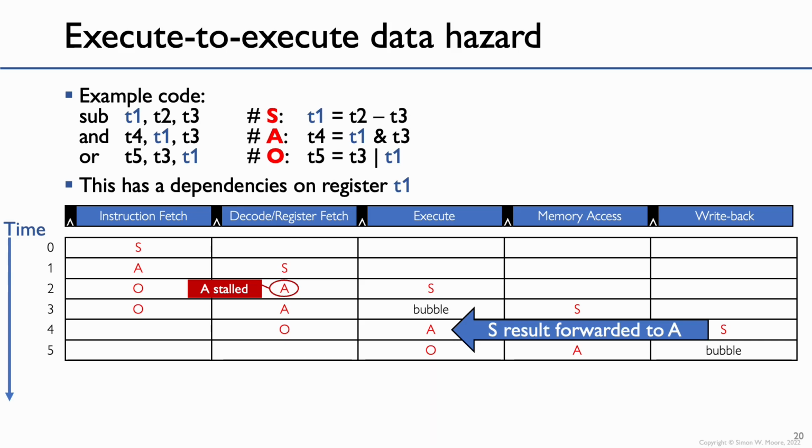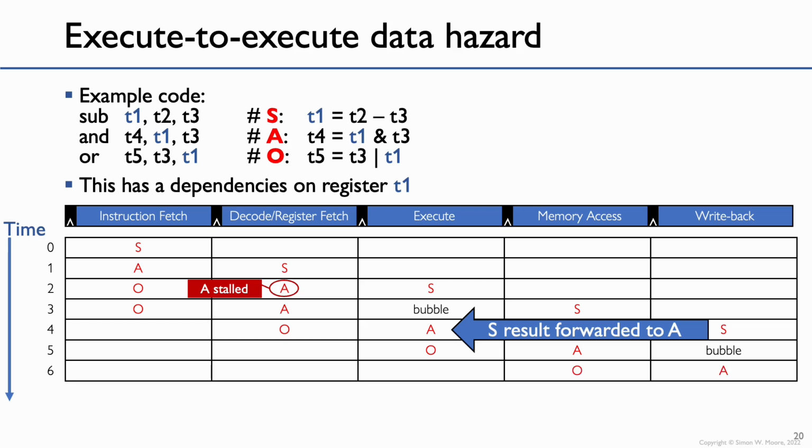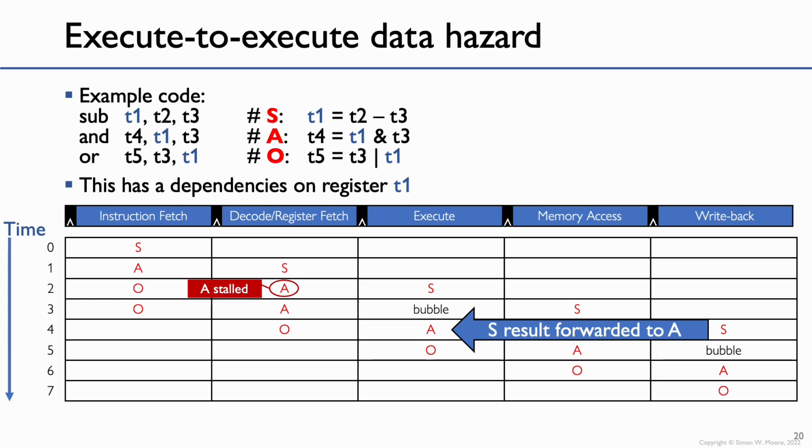Similarly, we'll have written the result back to the register file, so the O instruction will have actually read the correct value. So there's no dependency problem at the moment. But that's only because we'd introduced a bubble in the pipeline for A. So anyway, things will then progress down the pipeline until we've finished.